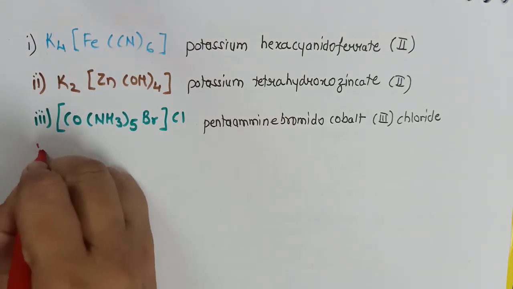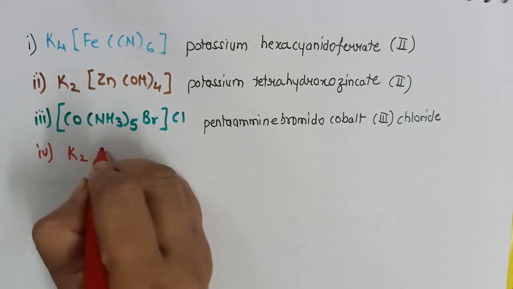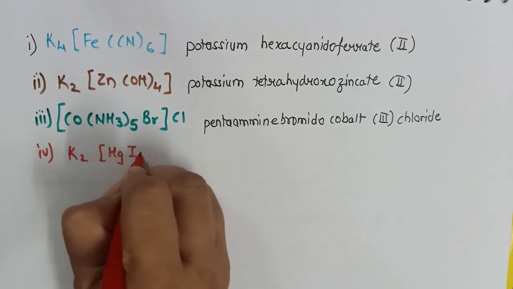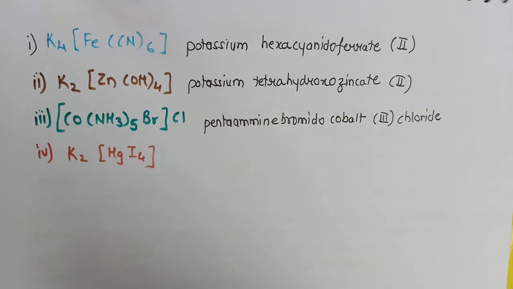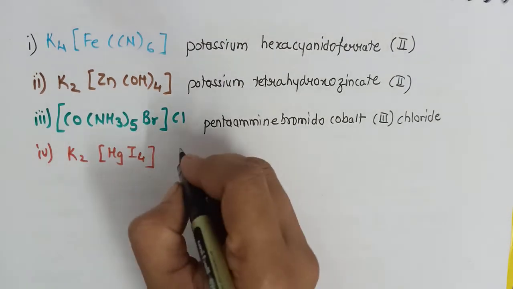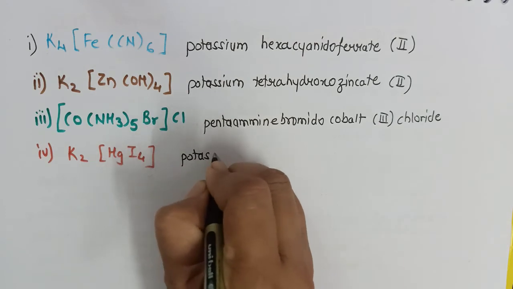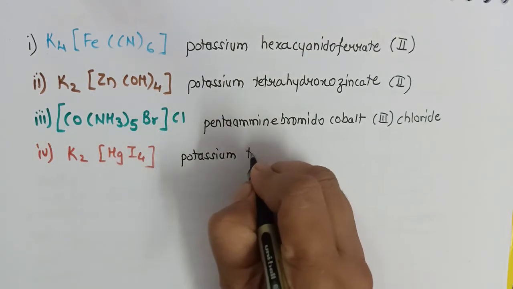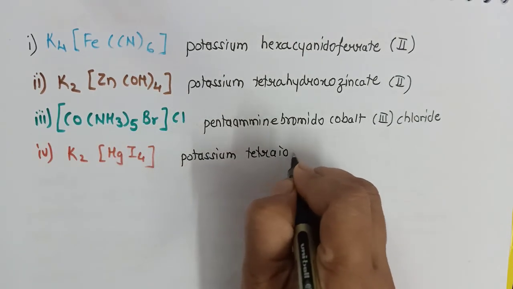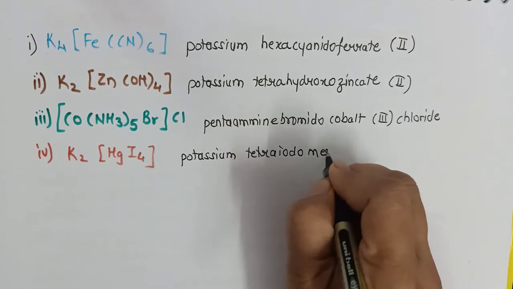Next example, K2HgI4. Now the rules must be very clear to you. So directly I will write the answer. Potassium, tetra, iodomercurate.